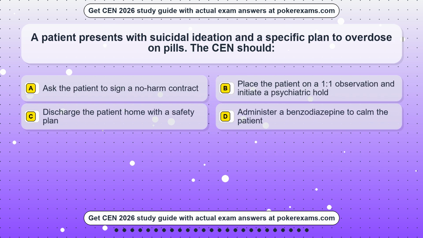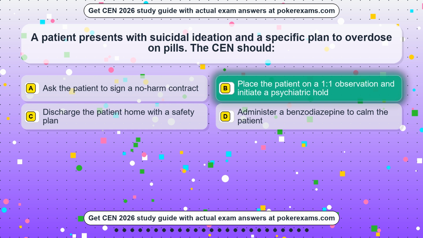Question 16. A patient presents with suicidal ideation and a specific plan to overdose on pills. The CEN should: Option A, ask the patient to sign a no-harm contract. Option B, place the patient on 1:1 observation and initiate a psychiatric hold. Option C, discharge the patient home with a safety plan. Option D, administer a benzodiazepine to calm the patient. The correct answer is option B. Place the patient on 1:1 observation and initiate a psychiatric hold.